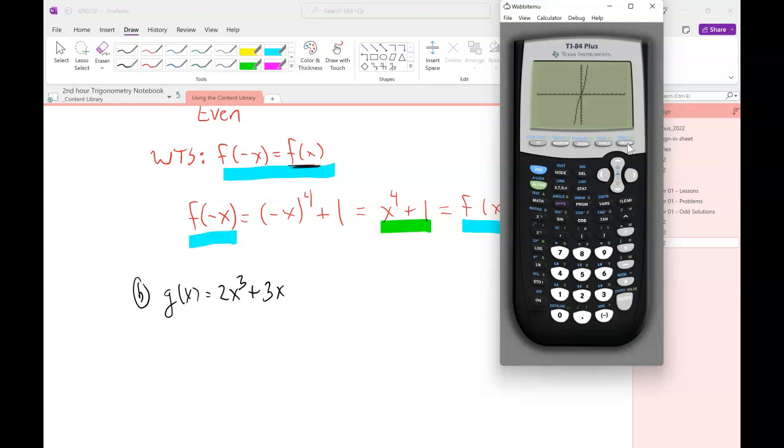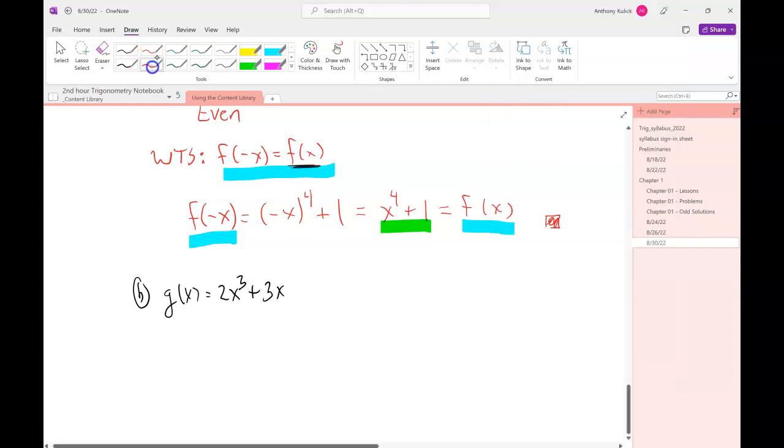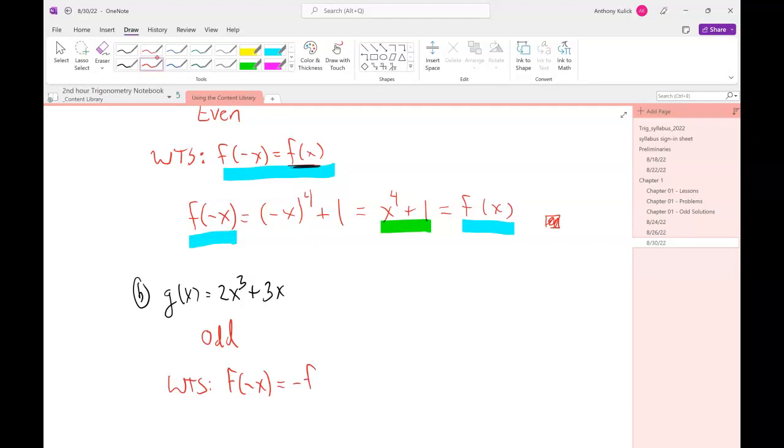So what do you notice here? The origin. That looks odd, right? Yes. Everybody good with that? Agree that we saw odd? Yes. So what do we want to show there? f of negative x is equal to negative f of x.